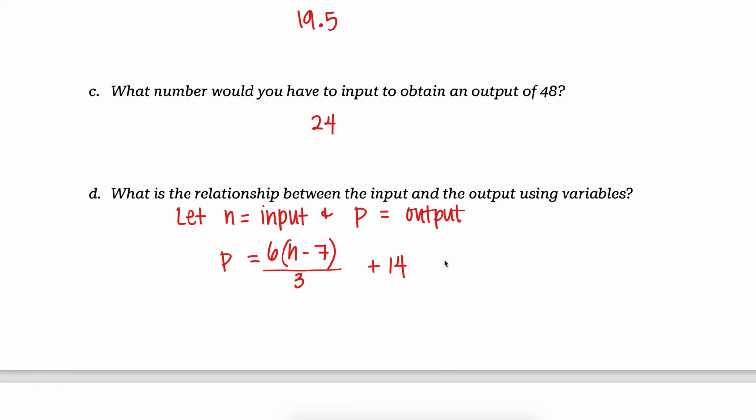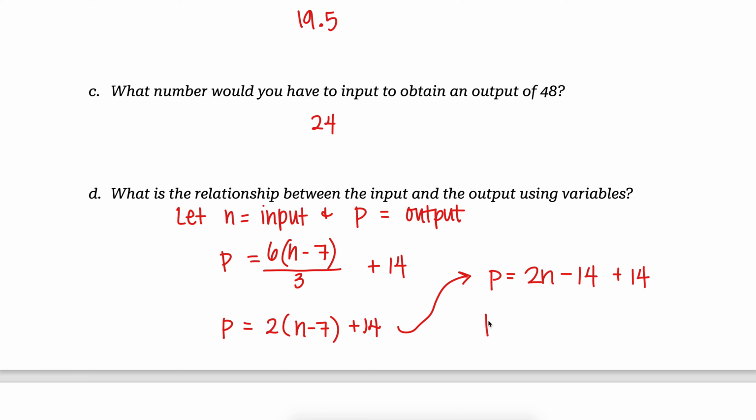But right now this is a big mess, so let's simplify this algebraically. With the fraction, 6 divided by 3 is 2. So this leaves me with 2 times n minus 7 plus 14. Let me continue this over here. Distributing, we get 2n minus 14 plus 14. So there we've shown algebraically that the output is 2 times the input.